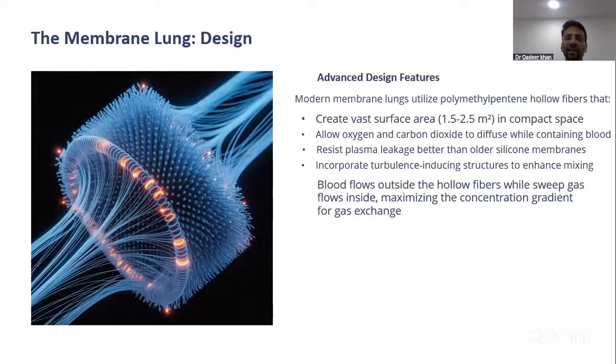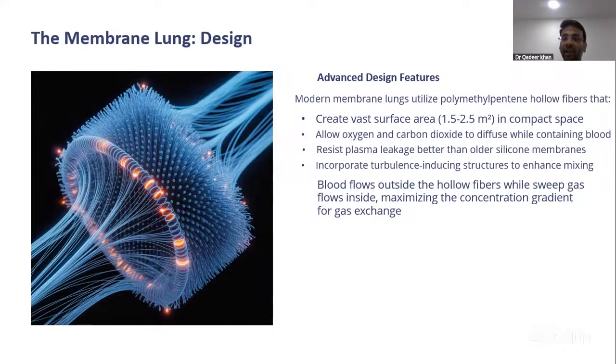The oxygenator we use is made of a membrane. Initially we used silicone membranes, which had various drawbacks. Recent advances have moved to polymethylpentene (PMP) membranes, which are hollow fiber membranes. They have a vast surface area and allow exchange of gases with a lesser plasma leak compared to the older silicone membranes.